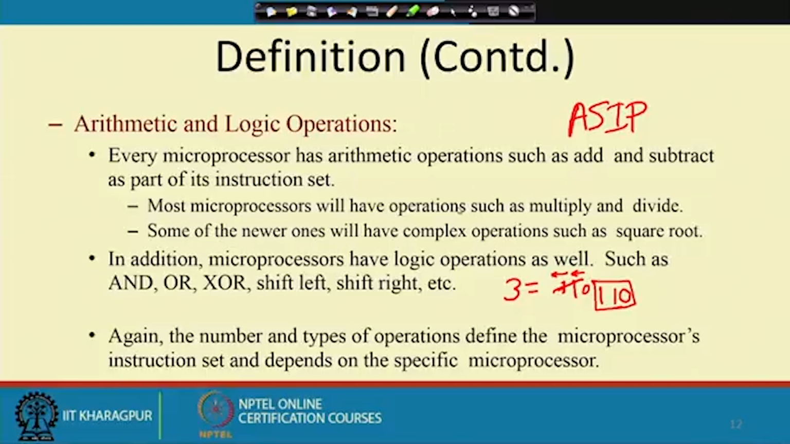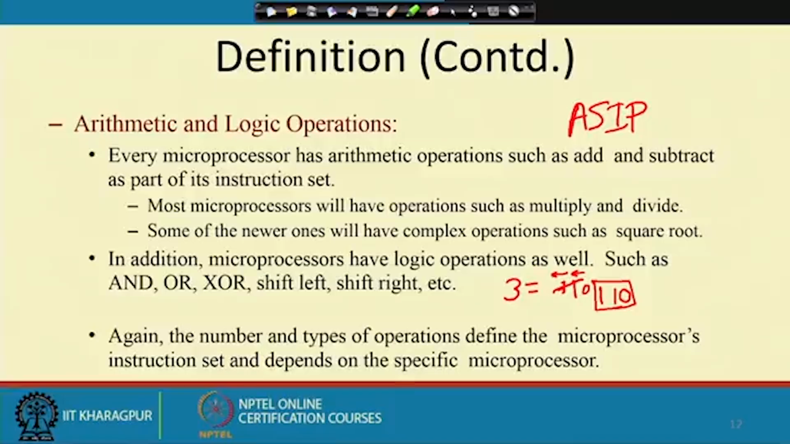That is one type of application of the shift operation. Another application is that many times we need to mask out certain bits from a pattern. There also, to prepare this mask, the shift instruction will be utilized. We will see that later when we go into that type of application. The number and types of operations define the microprocessor's instruction set and depend on the specific microprocessor.